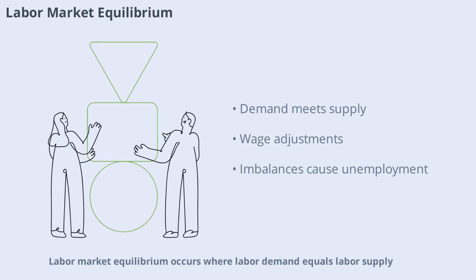Labor market equilibrium occurs where labor demand equals labor supply. Wages adjust to balance the number of jobs offered with the number of people seeking work. Factors like minimum wages, unions, and regulations can create imbalances, leading to persistent unemployment or labor shortages.